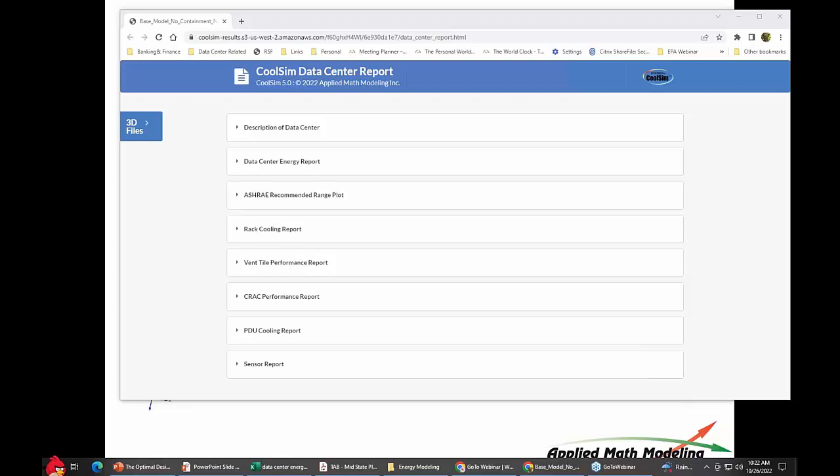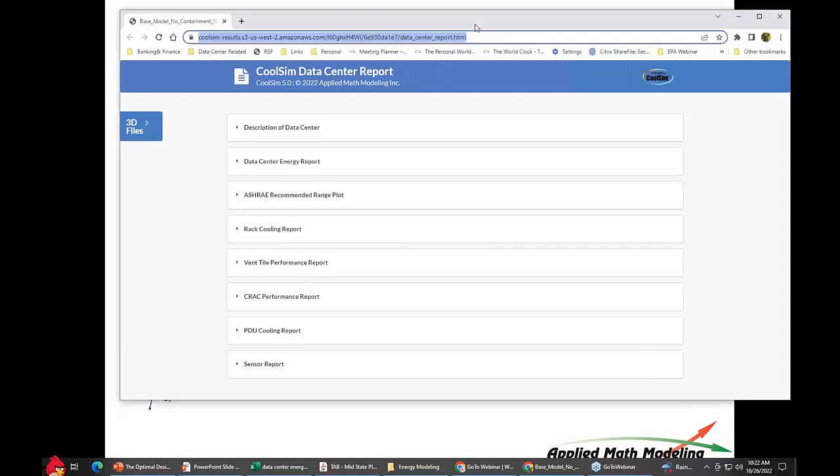Where's chat? Just bear with me a second. I'll try to find it. Yeah, there it is. So I'm going to paste that URL into the chat window. This is a new feature in CoolSim, so I'm showing off a little bit here. We're able to share the entire output report via URL. Really nice. So you can click on that yourself and follow along with me if you want, or you can just watch.